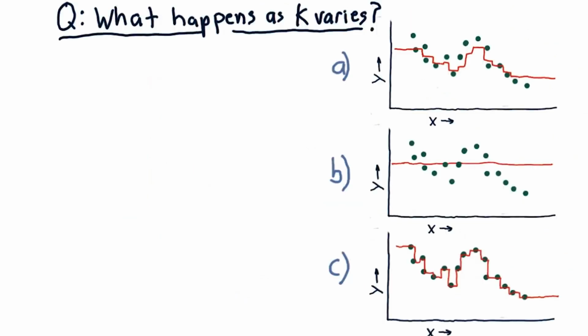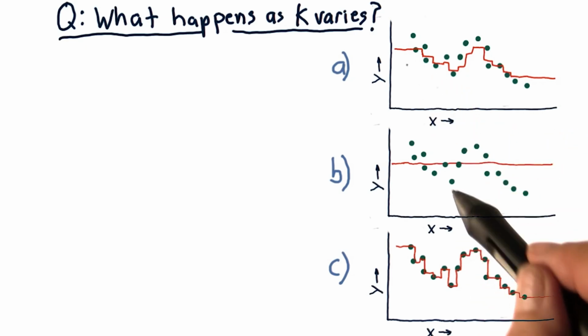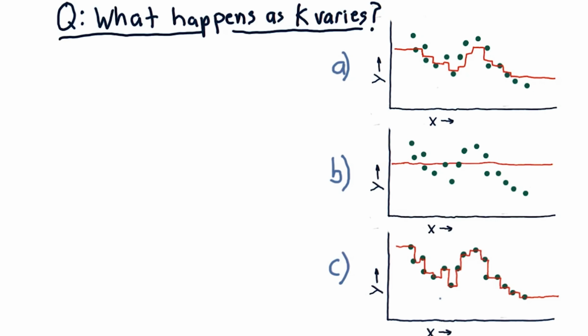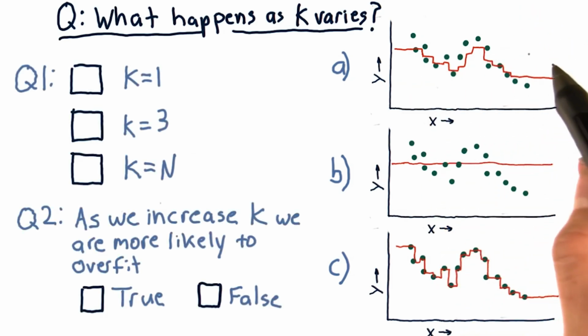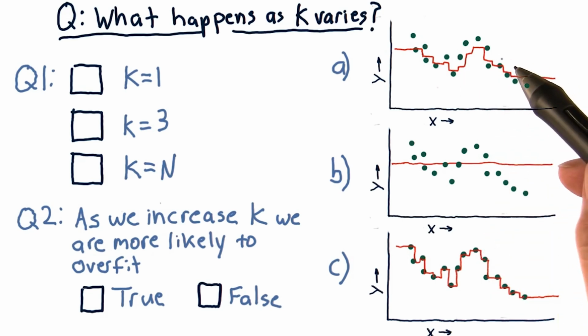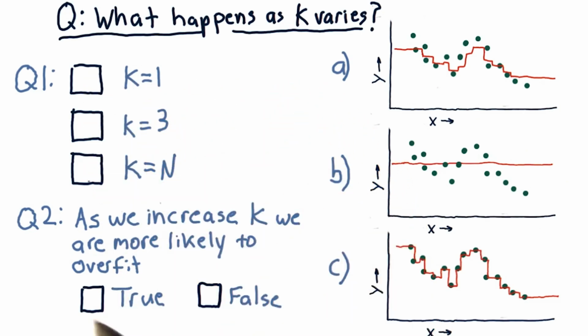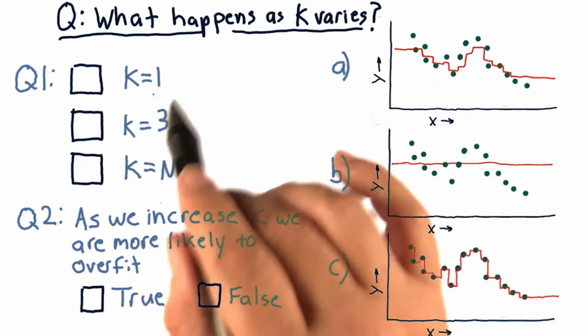Let's consider now what happens to the model that comes out when we change the value of k. So we've got 3 k nearest neighbor models here. Each one is using a different value of k. And I want you to match the value of k to the output model here. Okay, so I want you to look at these different charts. Each one of these models shown in red is using a different value of k. So I want you to fill in these little boxes which chart corresponds to the value of k.